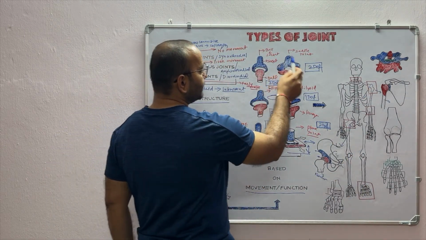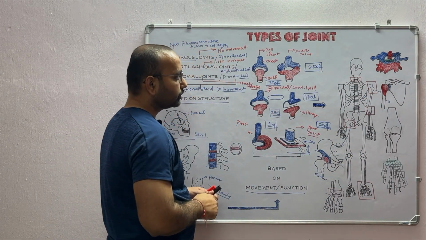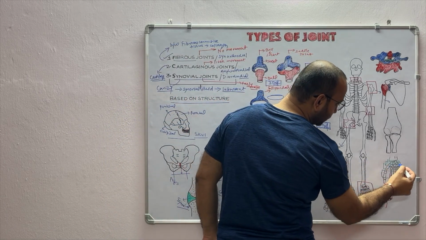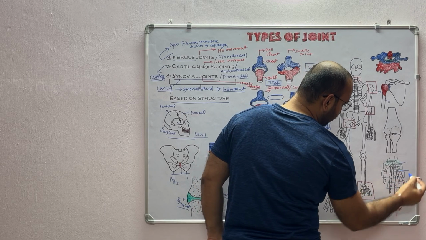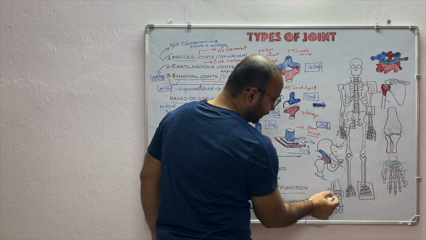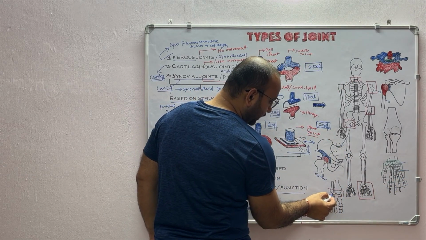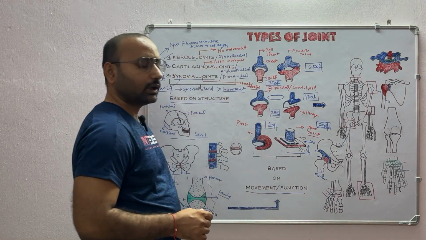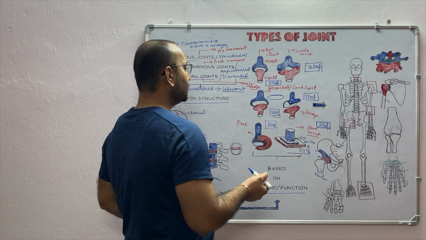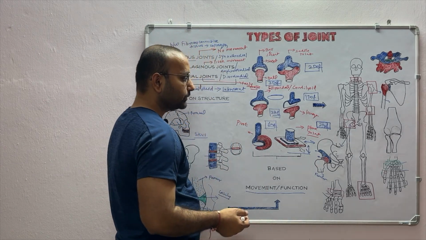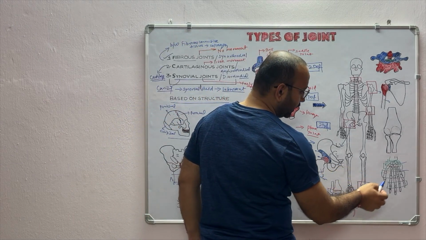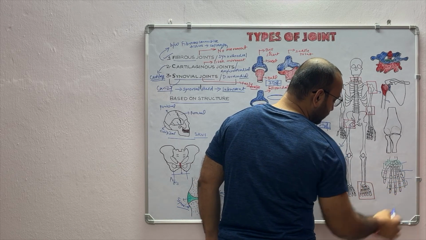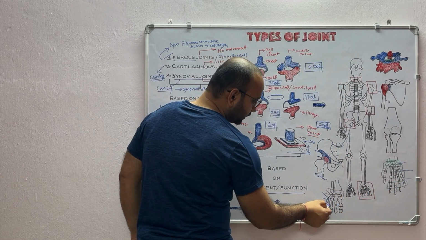Now coming to the example of the saddle joint. The saddle joint is found between the carpals and the metacarpals, right? And the same thing happens at the foot, the joint between the tarsals and the metatarsals. These joints are examples of the saddle joint. Coming to the ellipsoidal joint, the ellipsoidal joint is formed between the metacarpals and the phalanges. In the foot, it is between the metatarsals and the phalanges.